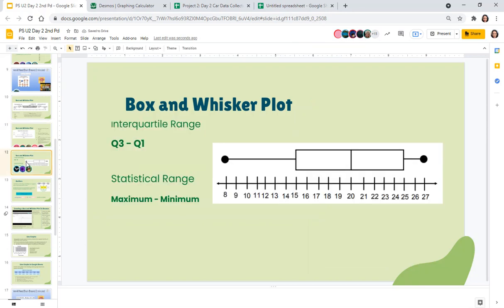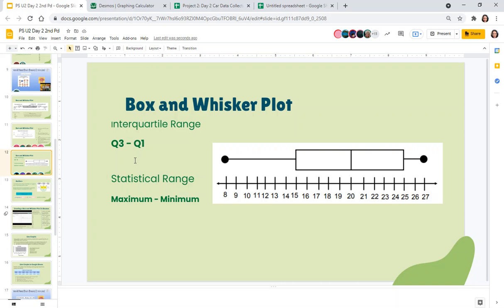Let's see. Number 12 is talking about interquartile range. So more important than the range of all of the data is the range of the middle of the data. In our last project, we found the range of all of the data. And in this project, we're going to talk about the interquartile range. That's going to be Q3 minus Q1. It's basically the range of the box.